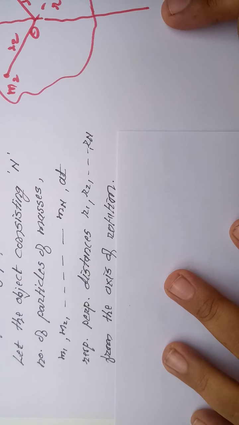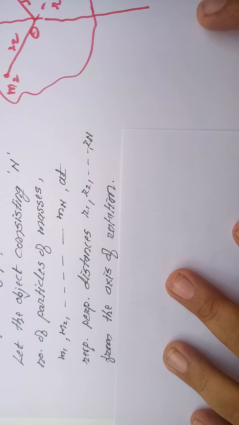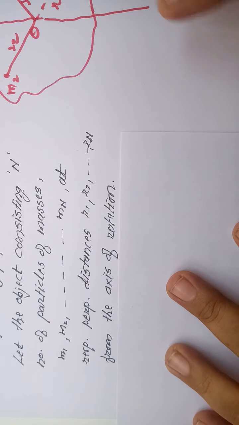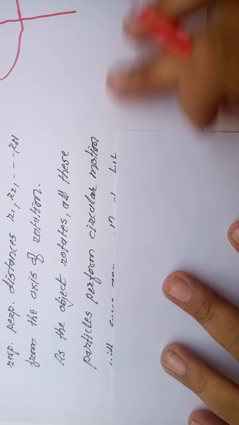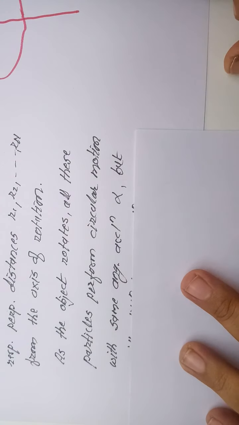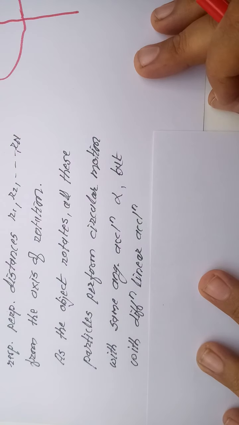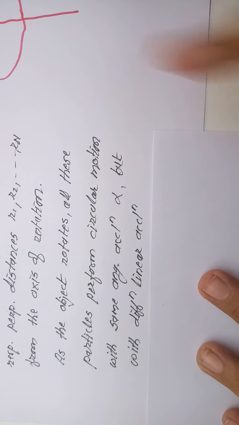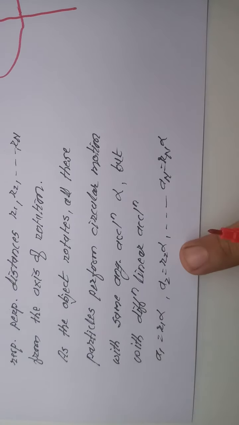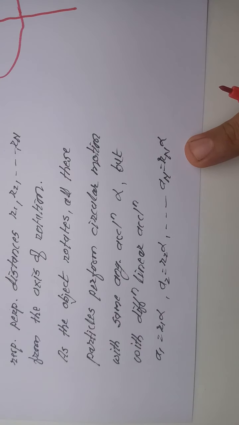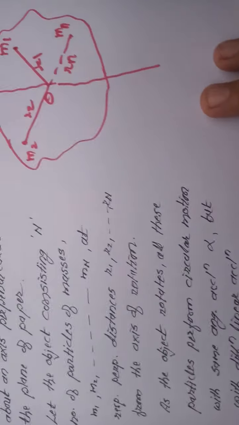Now as the body rotates, all the particles perform circular motion with the same angular acceleration alpha but with different linear accelerations. And that linear acceleration we can calculate. For the first particle, we can write a1 is equal to r1 alpha, a2 is equal to r2 alpha, like that up to the nth particle, an is equal to rn into alpha. And now by using some mathematics, we can obtain the expression for the torque.